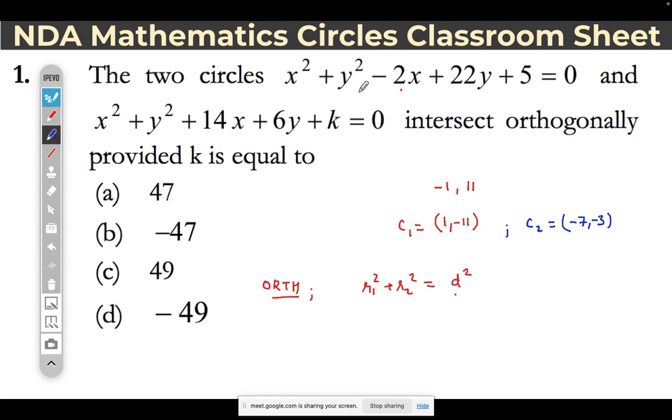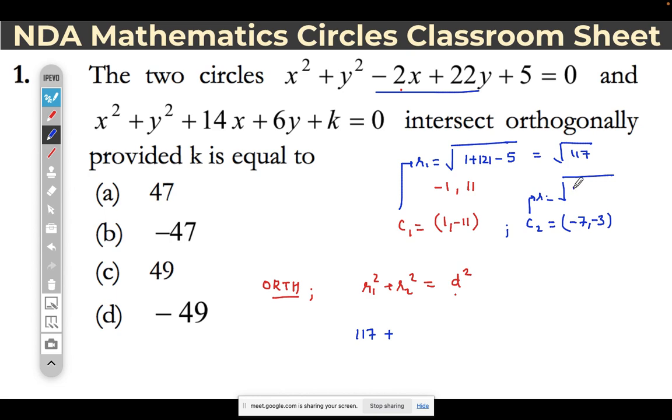So what is the radius of the first circle? Radius is calculated as the square root of the center's x part squared plus the center's y part squared minus the constant part. Yes or no? So r1 squared is 122 minus 5, 117, right or not? The radius 2 will be calculated as the square root of the center's x part squared plus the center's y part squared minus the constant part, right?